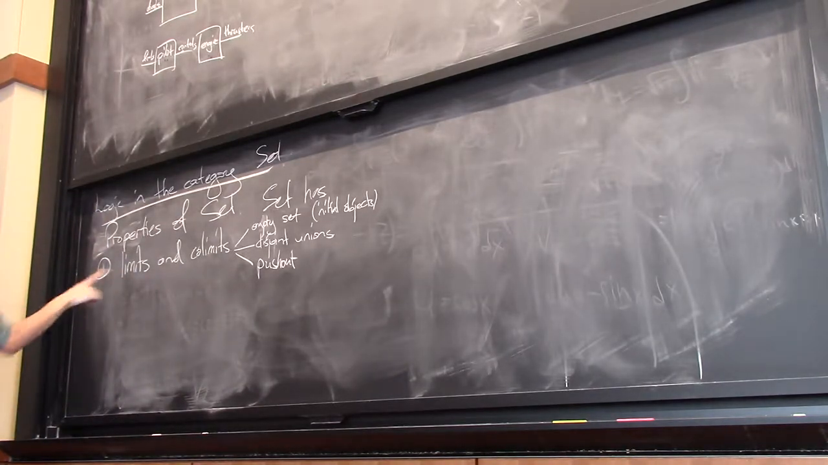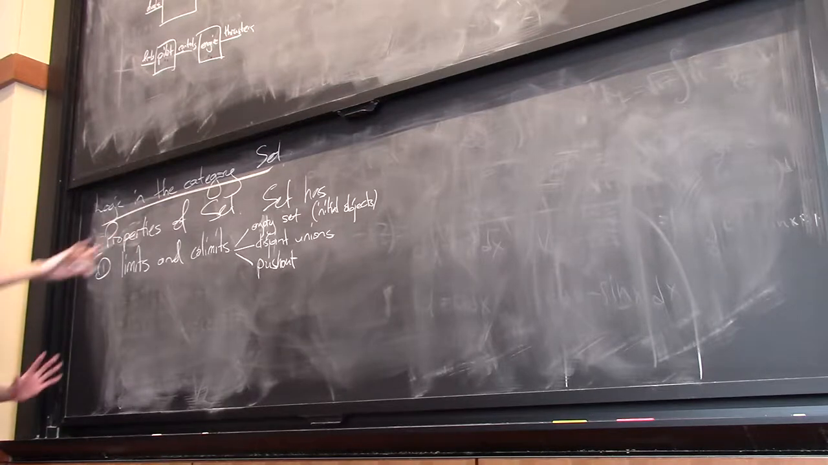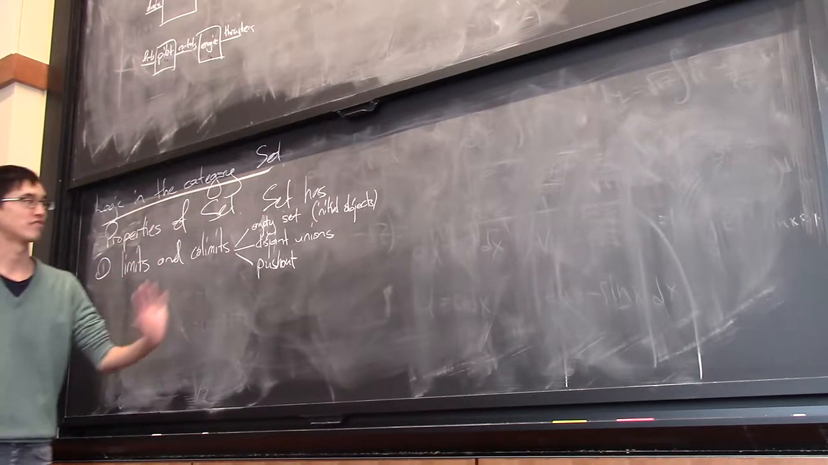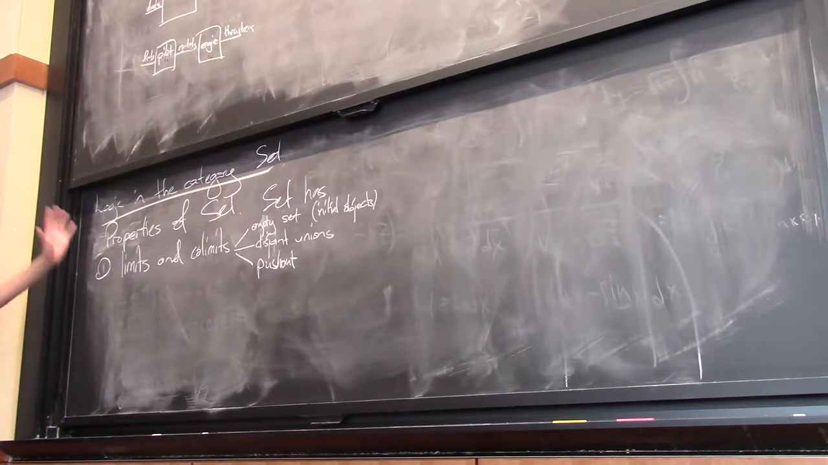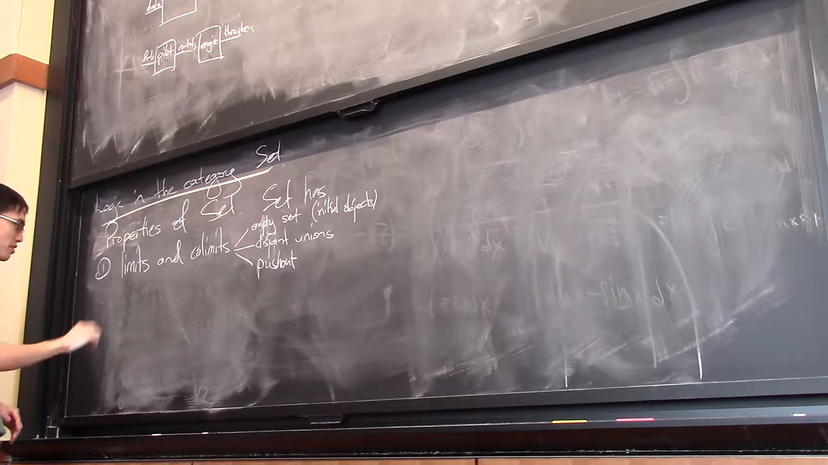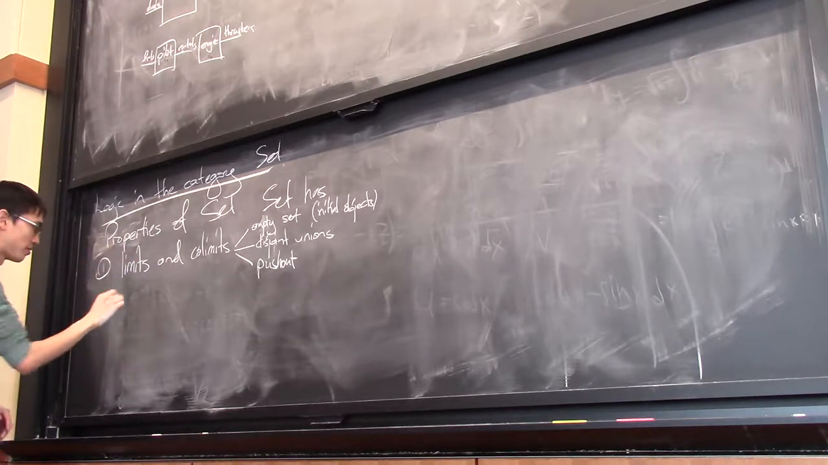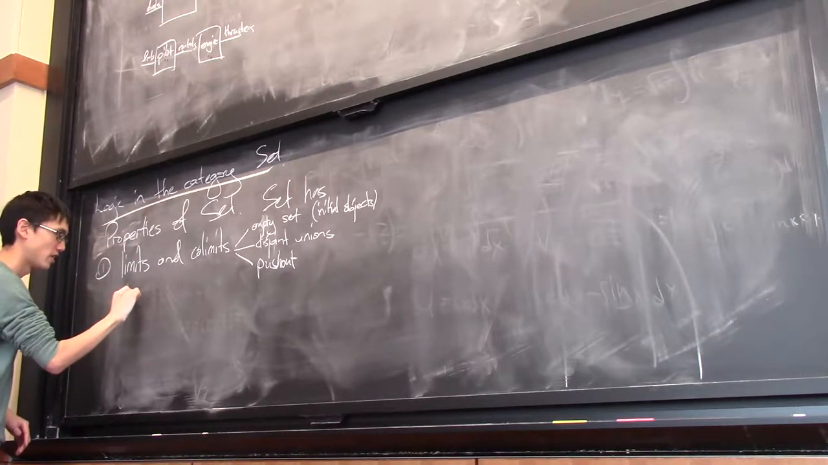So let me tell you a bit about limits, which is going to formally, in the universal perspective, be dual to all of this stuff. I won't give you the formal definitions, I'll just tell you what these objects are. So dual to the empty set, or an initial object, is called a terminal object.